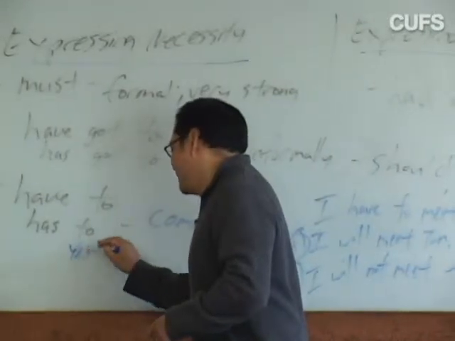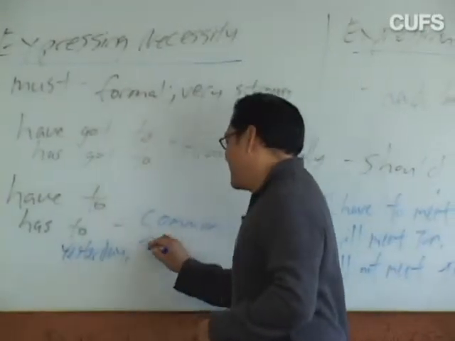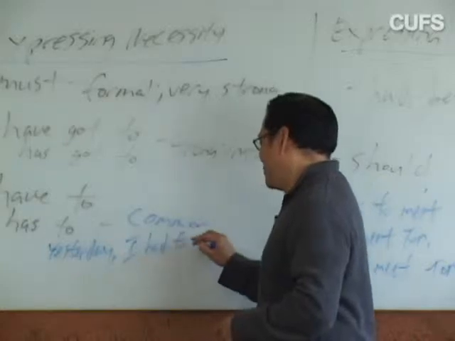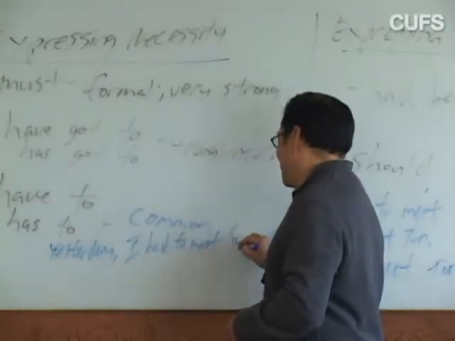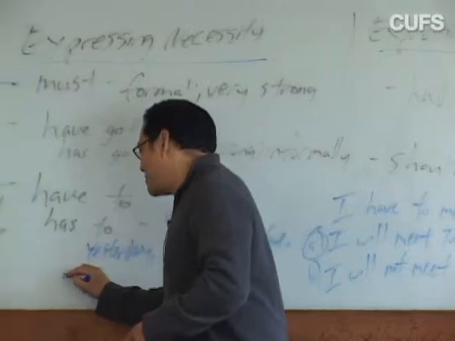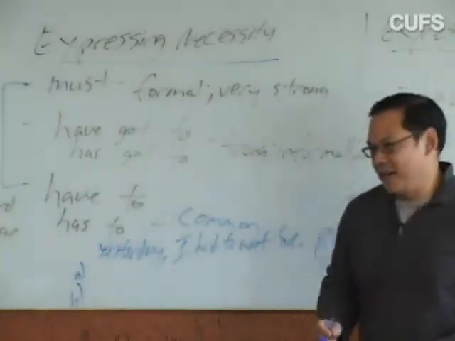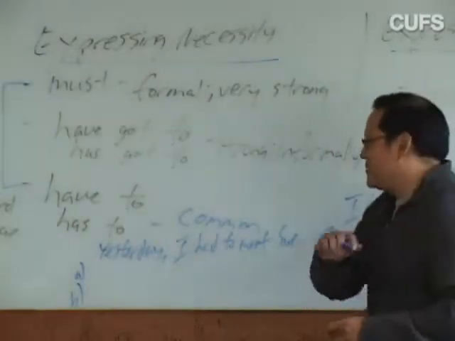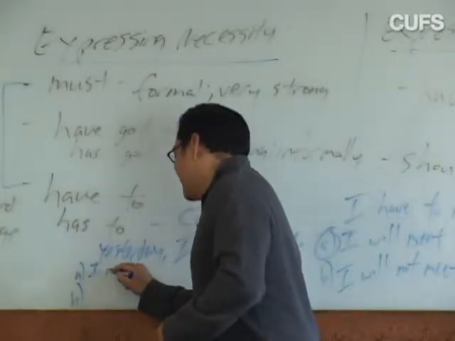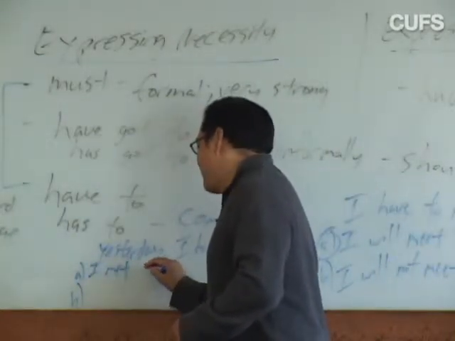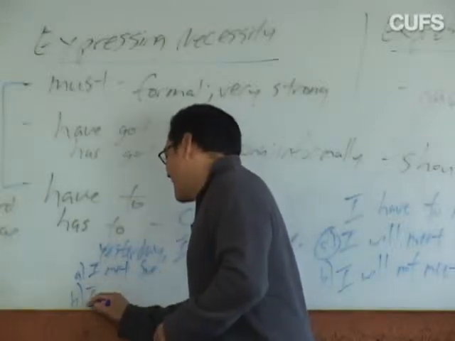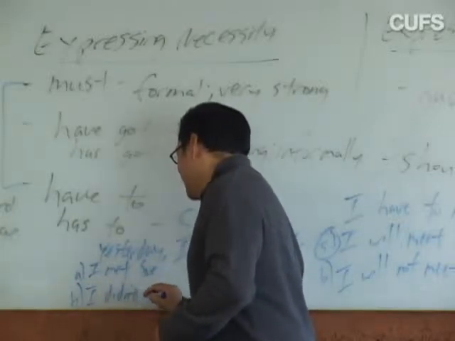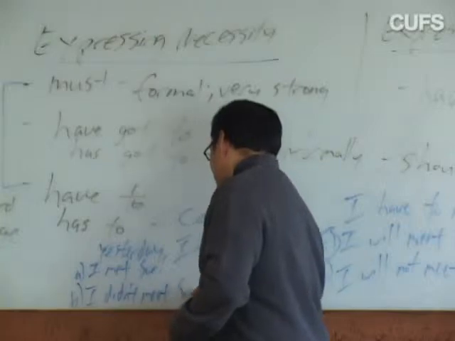Okay, yesterday I had to meet Sue. Everybody, yesterday I had to meet Sue. Yesterday I had to meet Sue. What does it mean? It means I met Sue, or I didn't meet Sue. Okay, everybody, I met Sue. I didn't meet Sue. What does it mean, A or B?